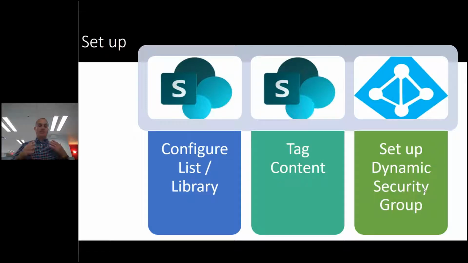The second thing is you have to configure your list or library to enable audience targeting, and that creates the column so that you can actually start tagging content. And lastly is that middle item where you can start tagging content.